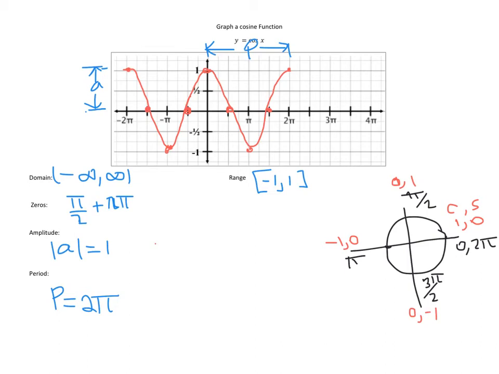And something maybe I should mention here about the amplitude, because sometimes you're not going to have the graph. The amplitude is also given by maximum value minus minimum value divided by 2. So you can always use that formula to find the amplitude. And so there is the cosine function.